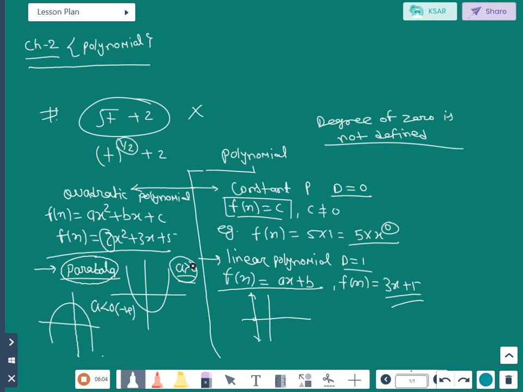And now we'll discuss the zeros. What is the meaning of the zeros? Zeros mean the values of x. So generally the zeros of the polynomial depend on the degree of the polynomial. So degree of polynomial.